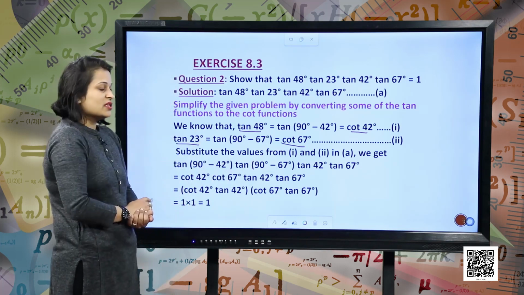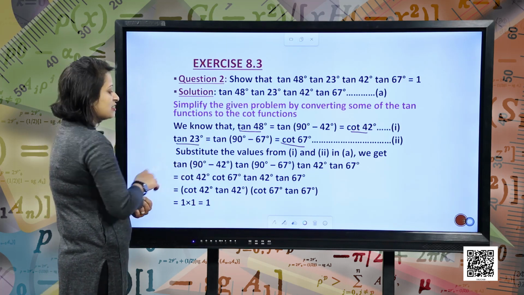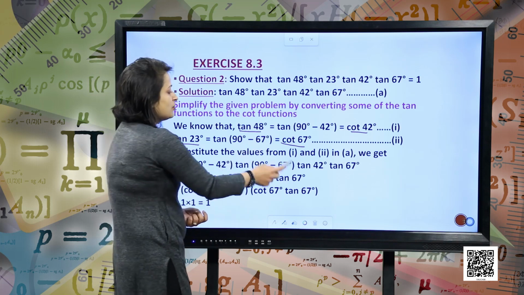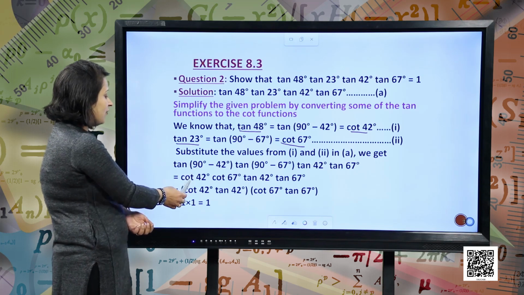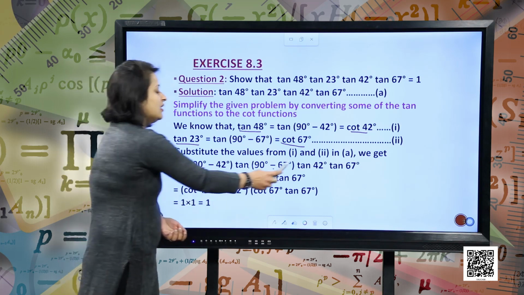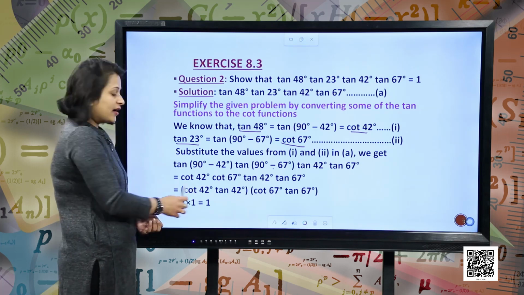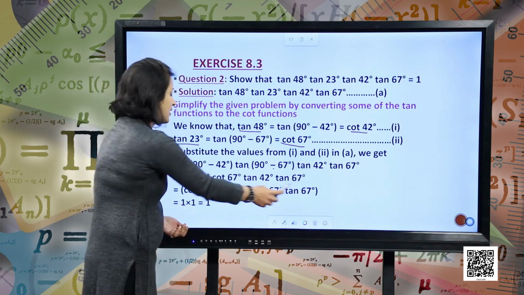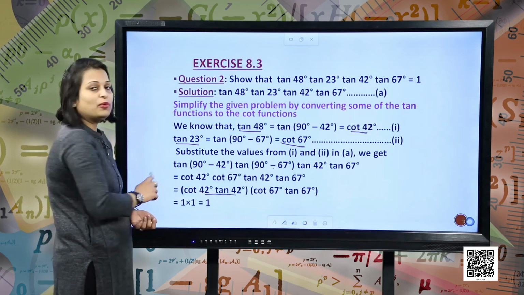So using both the equations in A, we get tan of 90 degree minus 42 degree into tan of 90 degree minus 67 degree into tan of 42 degree into tan of 67 degree. So in place of this we can write cot 42 degree. In place of this we can write cot 67 degree and these two as it is. So combine cot 42 degree and tan 42 degree, cot 67 degree, tan 67 degree. This will give you 1 because cot function is reciprocal of tan function.